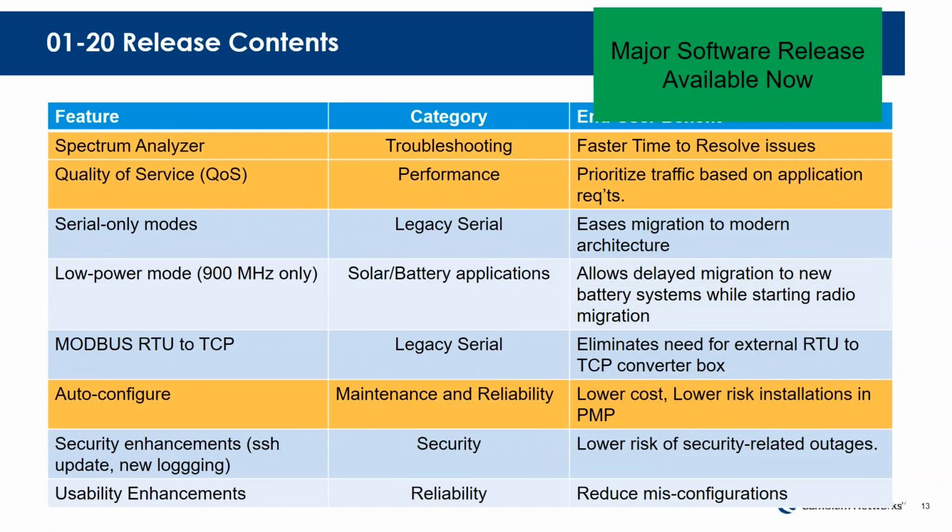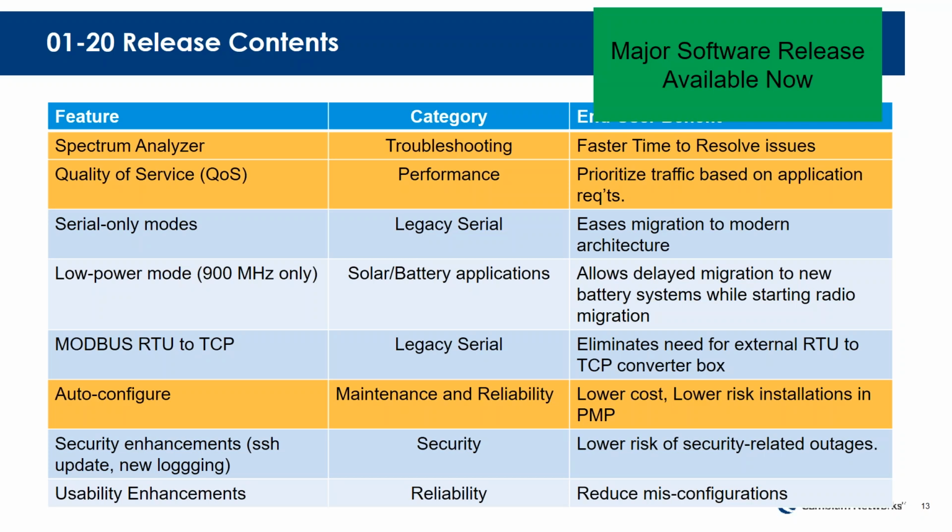So let me summarize the new release. We have a software release called 0120 that's now available. It's posted on the website. There's a release notes. There's a user guide that takes you through the details on all of this. But I will summarize just the highlights here. The ones in yellow I have some slides on, so I'm going to skip over those, but those are key features: spectrum analyzer, quality of service, and what we call auto configure.